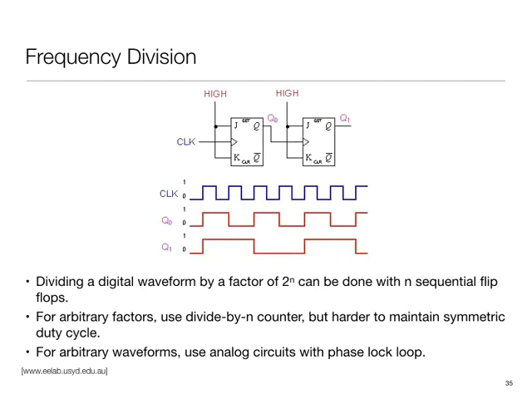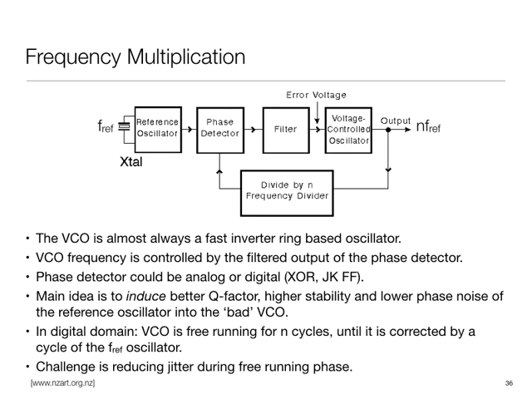Okay, so frequency division by powers of two is easy. That's just feeding into a flip-flop. Frequency multiplication, that's the phase lock loop. For those of you who don't know, the basic idea is that I have the reference oscillator. This is my good crystal, but it's low frequency.